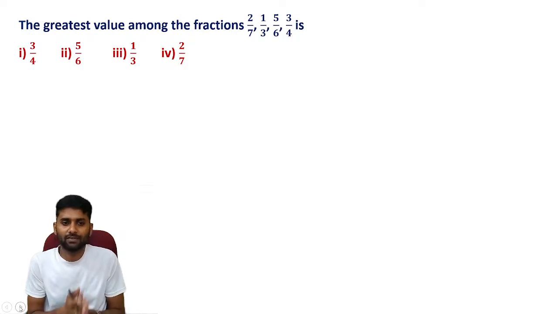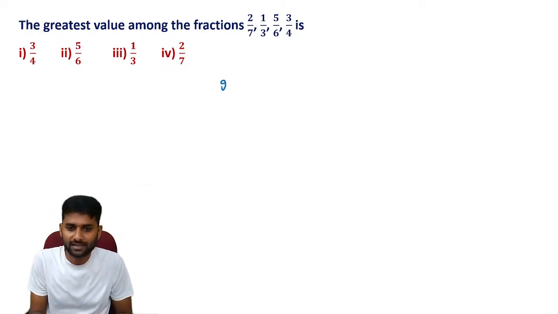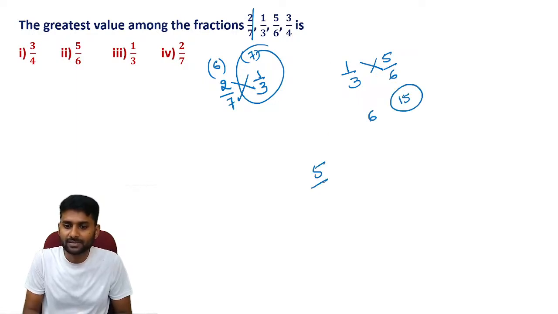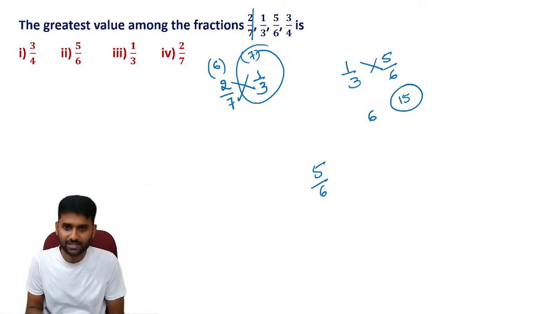The greatest value among the fractions. Let's take 2 by 7 compared to 1 by 3. Cross multiply them. Here it is exactly 6 units, here exactly 7 units. So we can conclude that 1 by 3 is the largest. Let's compare 1 by 6 and 1 by 3 and 5 by 6. Cross multiply them. Here 6 units, here 5 units. We can say that 5 by 6 is the largest fraction.